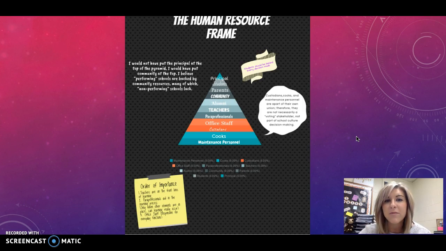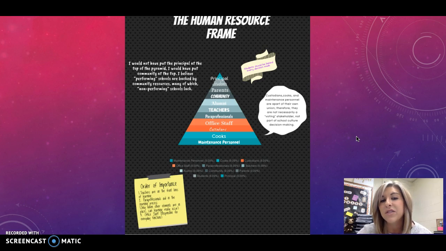I did design my human resource frame. I had the principal at the top as stated. Then I had students, parents, community, alumni, teachers, paraprofessionals, office staff, custodians, cooks, and maintenance personnel. I did try to include little messages as to why I did that.